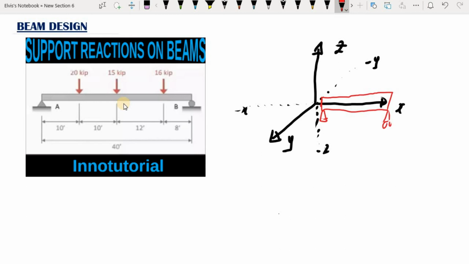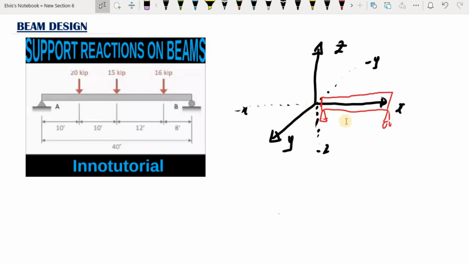So as you can see, this beam is located on the XZ coordinate, because if you want to see this beam, you see it in the XZ coordinate. So now let's draw this grid system. This is the first thing you need to do. You need to draw the grid system.